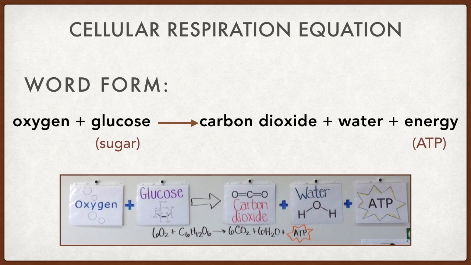And then, of course, the whole point of doing cellular respiration is to get ATP energy. So in order for me to remember this equation, I know my cells need oxygen in, they need glucose in, they need to get the carbon dioxide out that they make, and they need to get the water that they make out. They also finally produce ATP energy, the kind of energy that we can use.